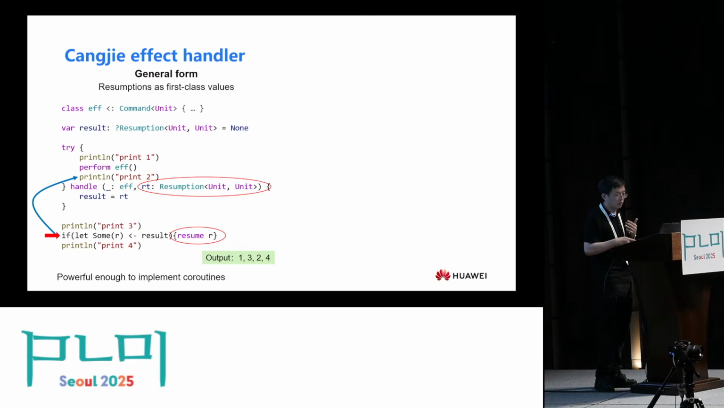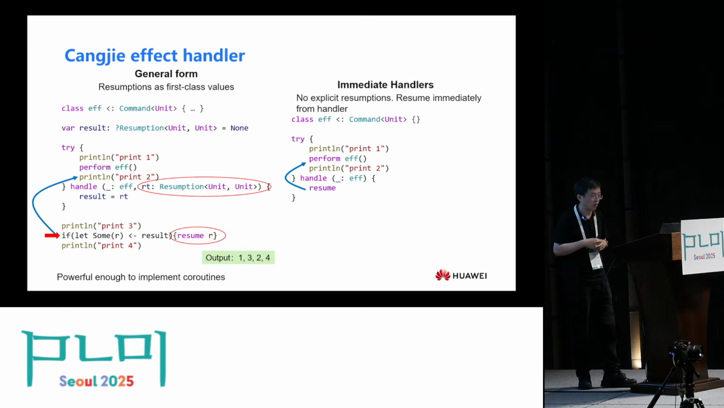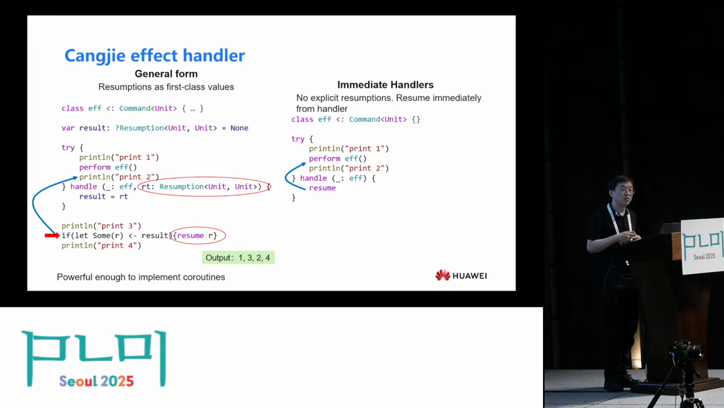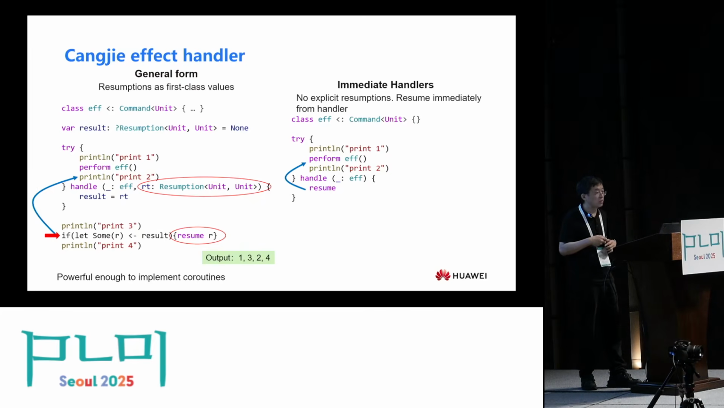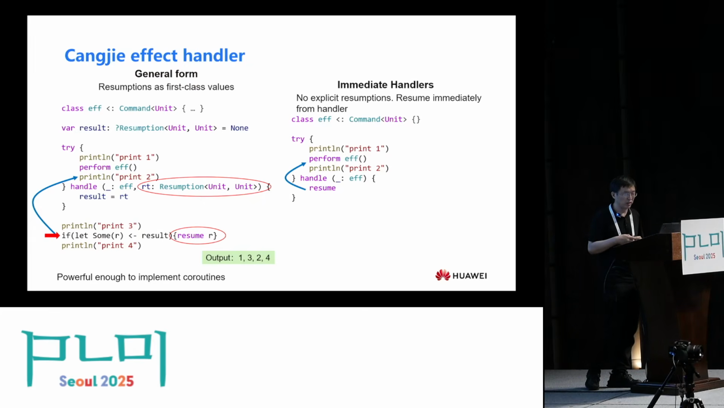So that's why we also introduce a more limited form we call immediate handlers or resumable exceptions. Here, resumptions are implicit. So programmers don't have access to the resumption value. In the handler, they can only either drop the resumptions or do the resume immediately. So the resumption cannot escape the handler block.